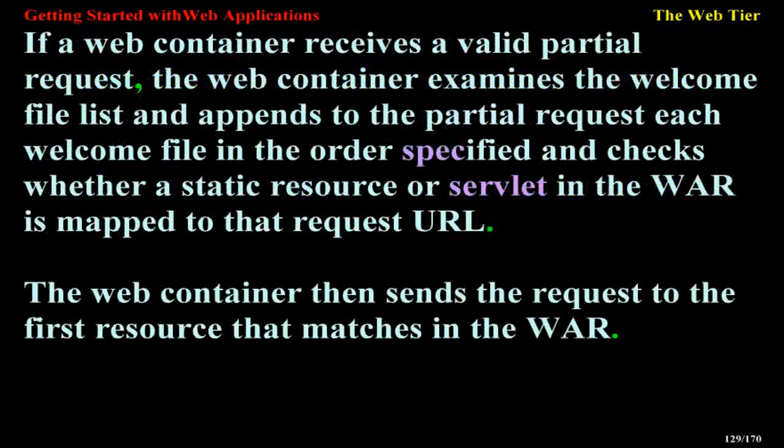If a web container receives a valid partial request, the web container examines the welcome file list and appends to the partial request each welcome file in the order specified and checks whether a static resource or servlet in the WAR is mapped to that request URL. The web container then sends the request to the first resource that matches in the WAR.